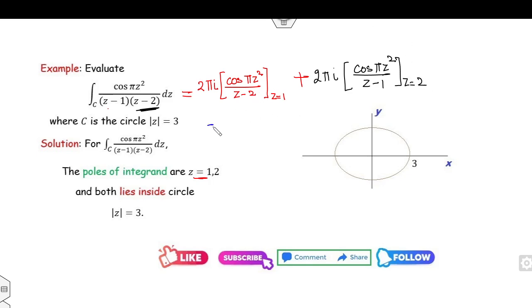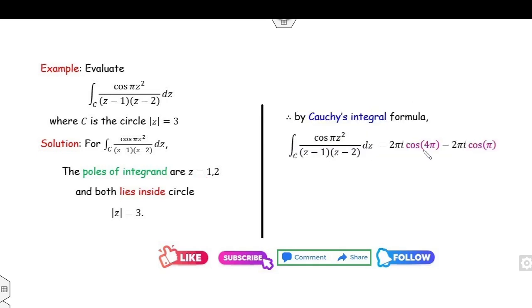Now you can substitute the values by the Cauchy integral formula. Cos of pi is minus 1 over minus 1, plus 2 pi iota cos of 4 pi. Cos of 4 pi will be 1, divided by 2 minus 1, which is 1. So the answer is 4 pi iota. Otherwise you can use partial fractions, or you can substitute directly. So 4 pi iota is the right answer.